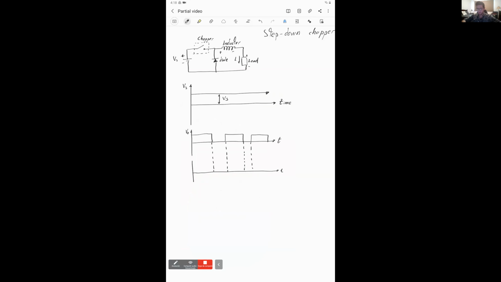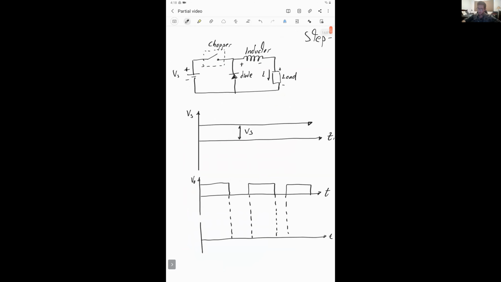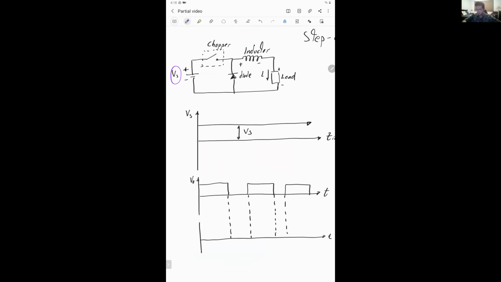As we can see in the following figure that I'm going to share, here is a step-down chopper. For this, we need different components: the input voltage, Vs, the chopper that is presented as a switch, the inductor, a diode that is in parallel with the voltage source, and a load that is in series with the inductor. So now, what is the step-down chopper?